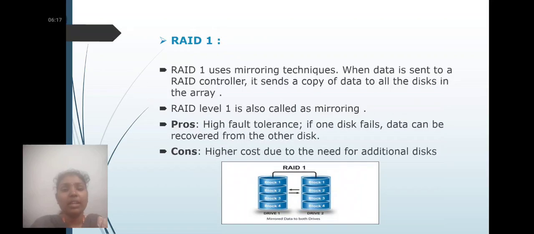RAID 1. RAID 1 uses mirroring techniques. When data is sent to a RAID controller, it sends a copy of data to all the disks in the array. RAID level 1 is also called mirroring. Pros: high fault tolerance. If one disk fails, data can be recovered from the other disk. Cons: higher cost due to the need for additional disks.